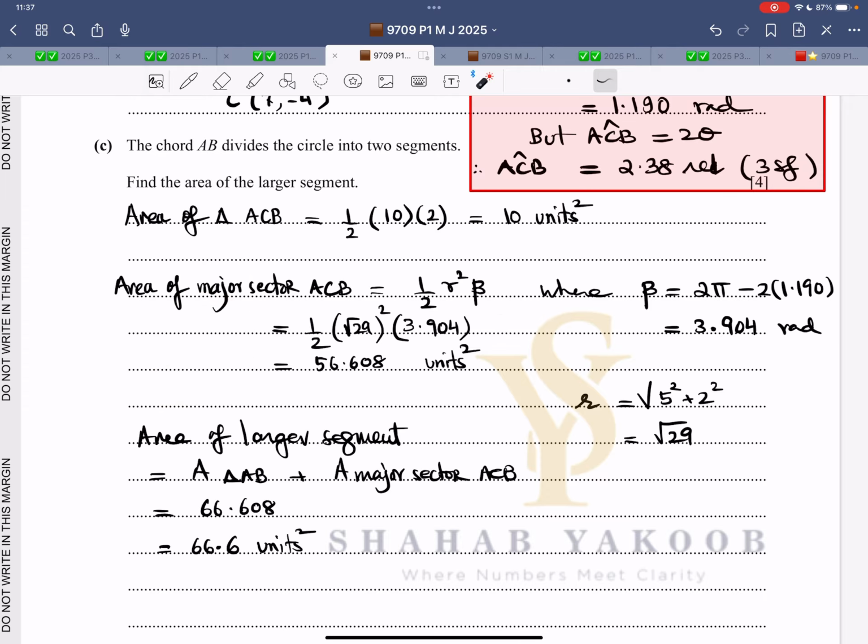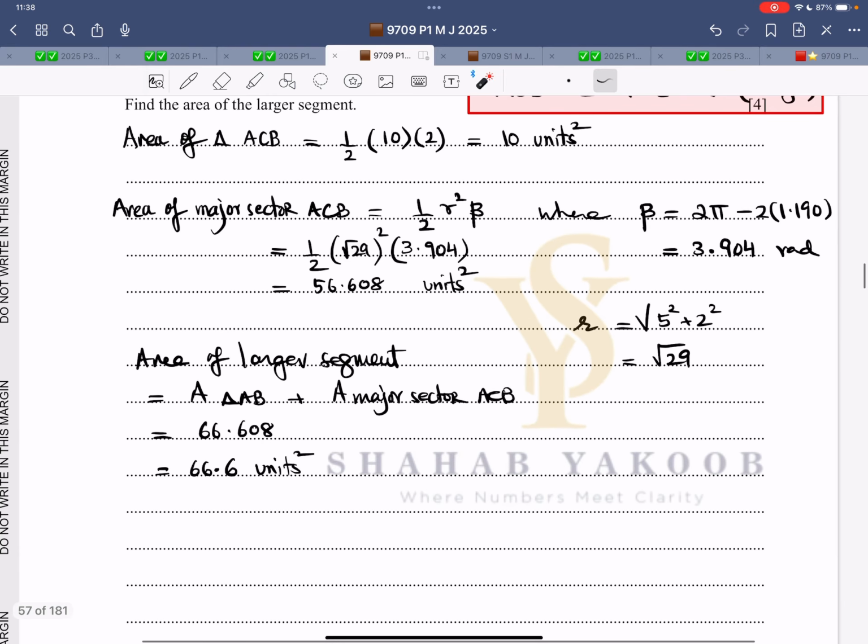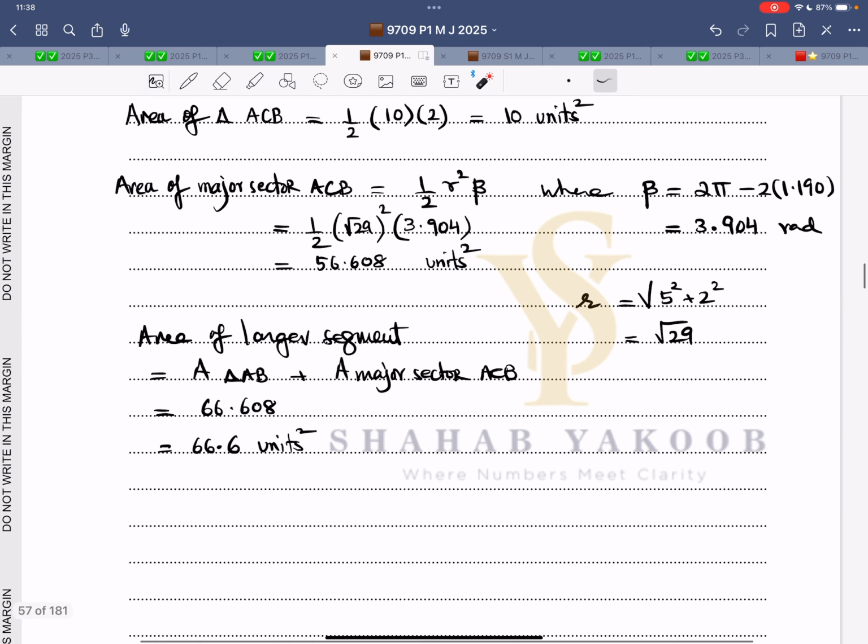And we can also see for the first time that they are having a question of circular measure and circle equation combined together. So now what is r? R is this value. So this is 5, this is 2, 5 square is 25, 2 square is 4, 25 plus 4 is 29, so square root of 29. Area of larger segment, that is area of triangle plus area of major sector, and that gives us this answer.